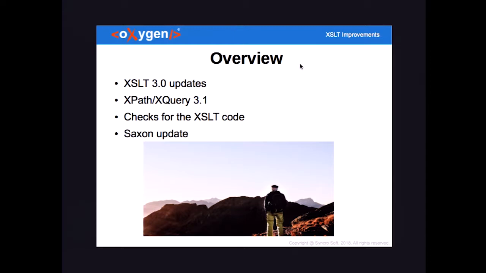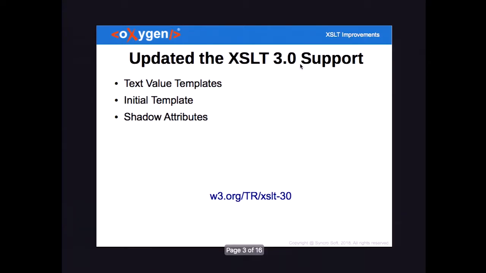I'll show you the new XSLT 3.0 support and the updates that we've done, the XQuery and XPath 3.1, some checks for the XSLT code that you can also improve by yourself, and the Schematron update that we have right now. So for the XSLT 3.0 support, we updated the text value template support. We added also support for the initial template mode and for shadow attributes.